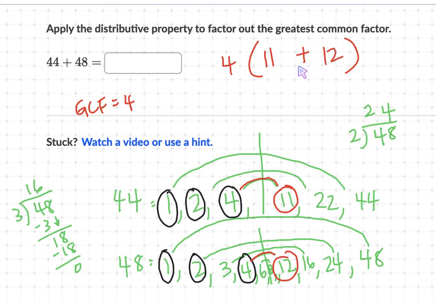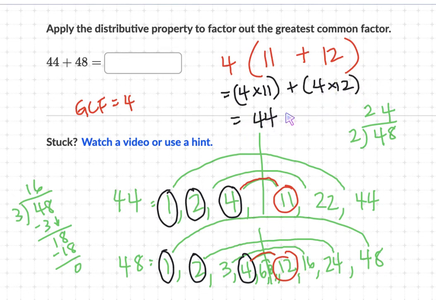And we're going to keep that plus sign the same. We can check this by actually multiplying it out. Here is 4 times 11 plus 4 times 12. 4 times 11 is 44, and 4 times 12 is 48. So that does give us the original problem.